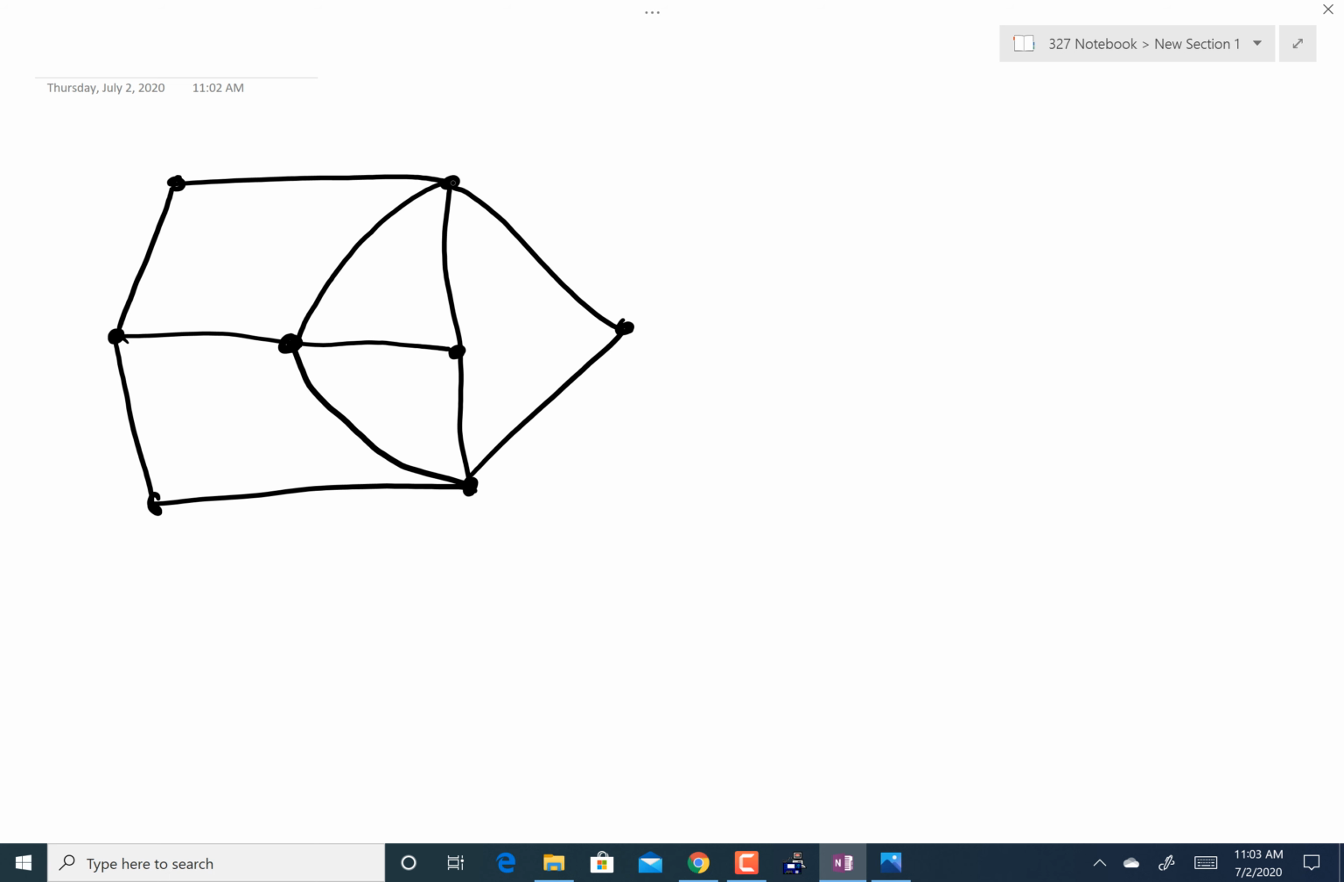12, 20, 19. One would already know you're going to use 19, right? Because to get out to this one, you're going to have to use the smaller of those two, 18 and 5. That is if you're using Prim's, of course. 2, 15, 7, 10, 4, 8, and 13.